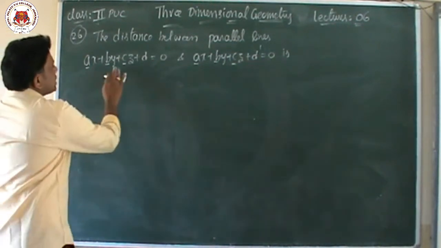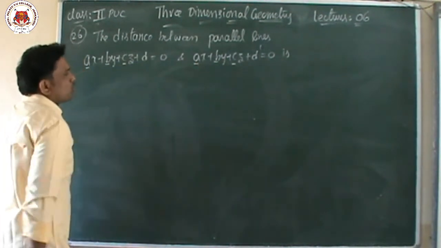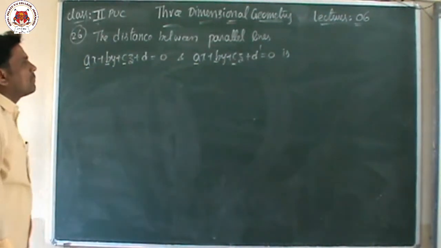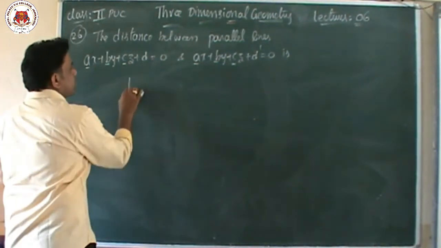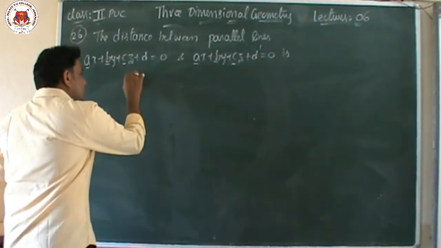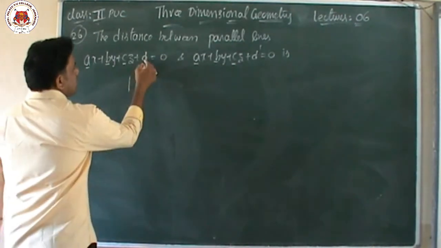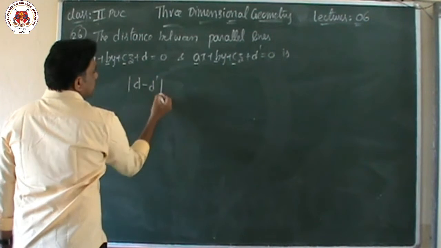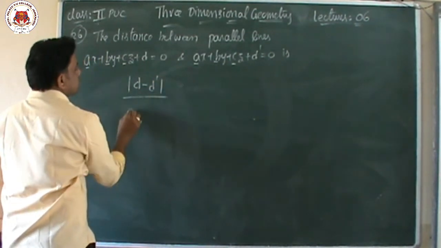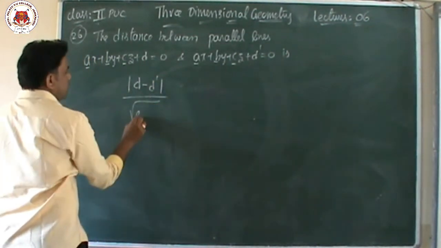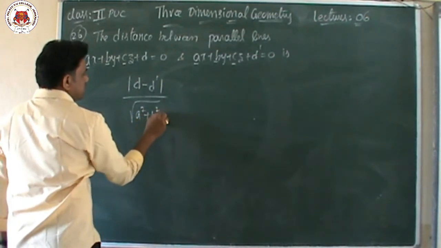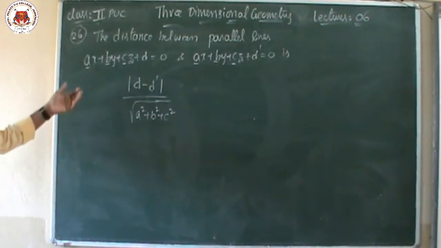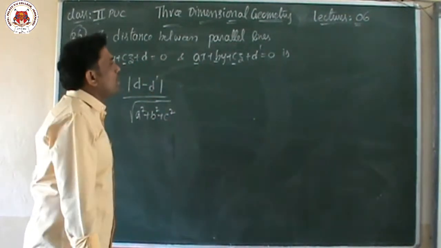So if the x, y, z coefficients are the same for these two planes, then for the perpendicular distance between these parallel planes we have a formula. Distance is always positive, that's why we put a modulus of the constant D minus the constant D'. So the modulus of D minus D' by the square root of A squared plus B squared plus C squared. This is the formula for finding the distance between two parallel planes.